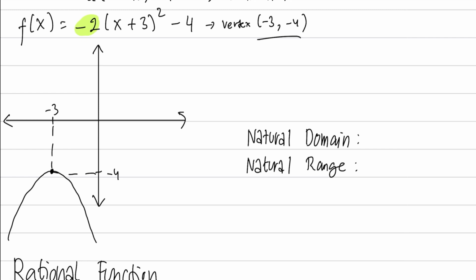Now, the natural domain is the same thing. x is a real number. You can put any value of x. Positive, negative, small positive, very large positive, 0, any numbers. No problem. But the range, the output, is limited. It's not all numbers, but starting from minus 4, and then the graph will go down. Means that the natural range is y less than or equal to minus 4.